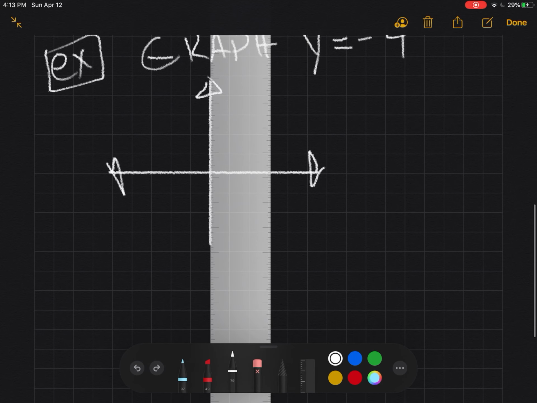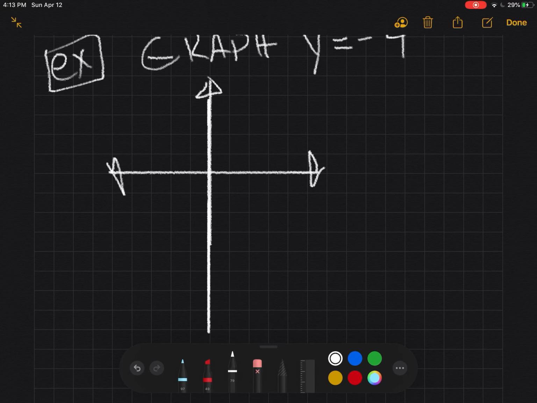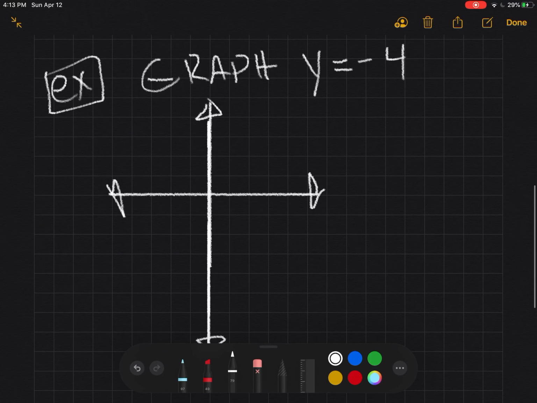I think it depends on my mood. Oh my gosh, but I need to make this one longer. You'll see why in a second. Let's go ahead and make it a little bit longer. How is it that I have this beautiful ruler and I'm still gonna end up with an ugly graph?